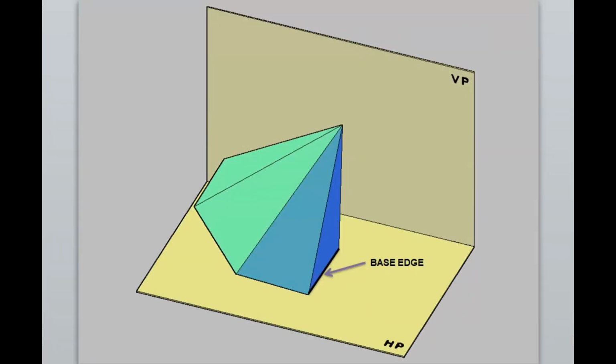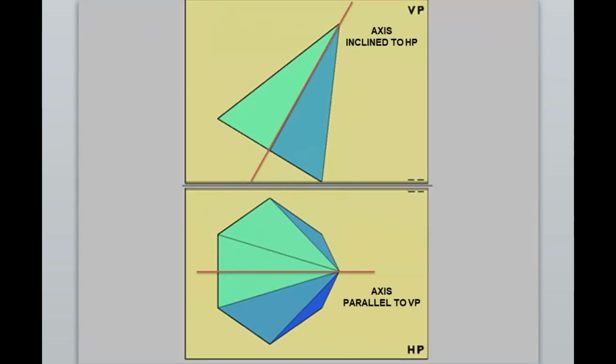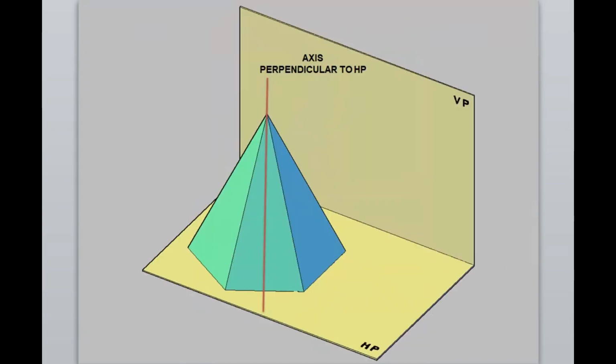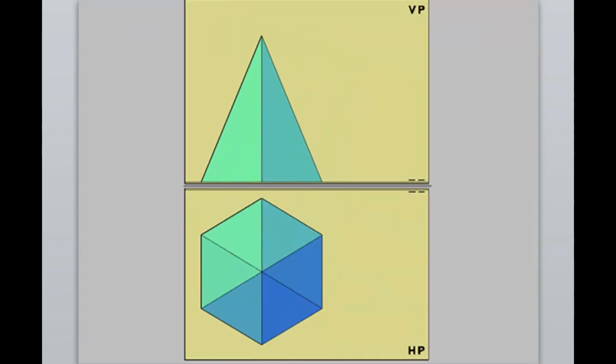In this problem, the pyramid is resting with its base edge. The axis of the pyramid is inclined to HP and parallel to VP. So, the first stage of plan and elevation is to be drawn, by assuming that the axis of the pyramid is perpendicular to HP. Then the base shape, that is the hexagon, can be seen in the plan. Since the pyramid is resting with its base edge, that base edge will be perpendicular to VP.